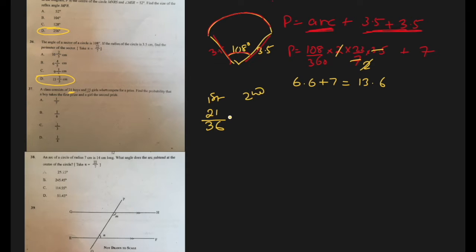Second prize, which is multiplied with 'and', right, because they are happening together. A girl gets the second prize. How many girls are there? 15. But the denominator now will be 35 because one boy has already won the prize. So there are 35 students remaining. So we can simplify this. 7 times 3 is 21. 7 times 5 is 35. 5 times 3 is 15. So it becomes, okay, this can also be cancelled. 3 over 12 is 1/4. D is the answer.